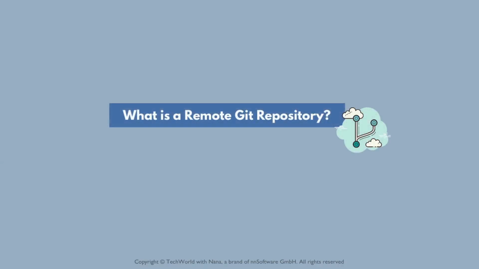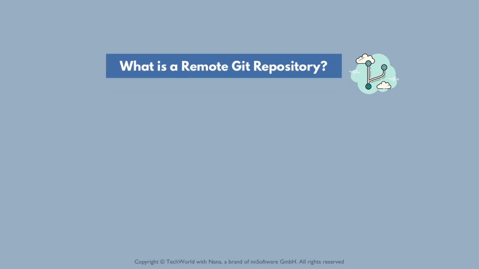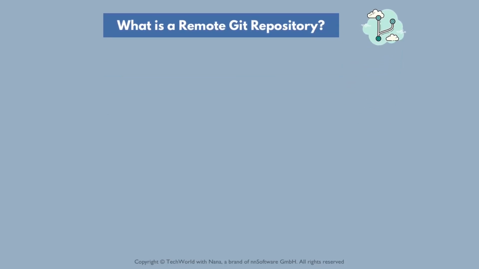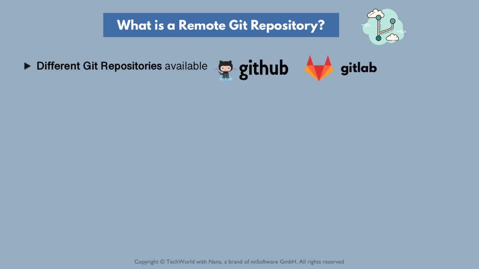So first of all, what is a remote Git repository and what does it look like? There are a couple of different Git repositories out there. There is GitHub, GitLab. They're both cloud repositories. They're hosted by GitHub and GitLab, and you can create your own repositories and keep your code in there. So these are platforms that everybody can register on and host their repositories.